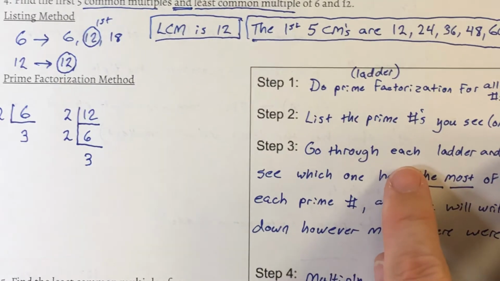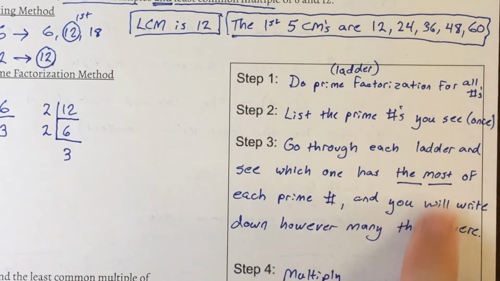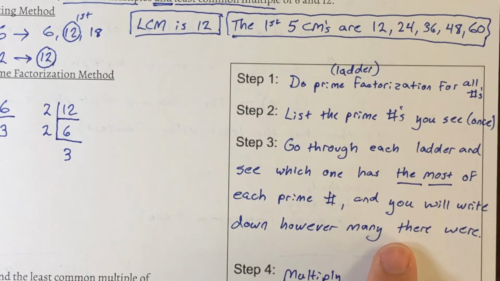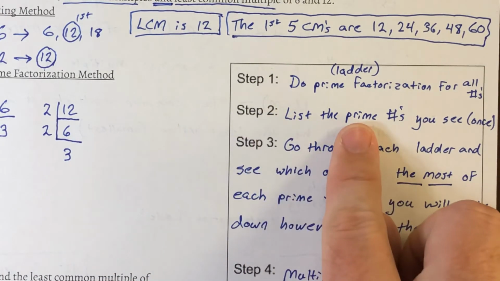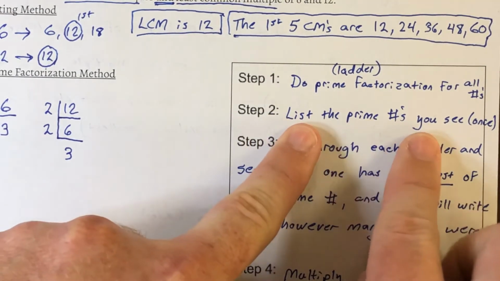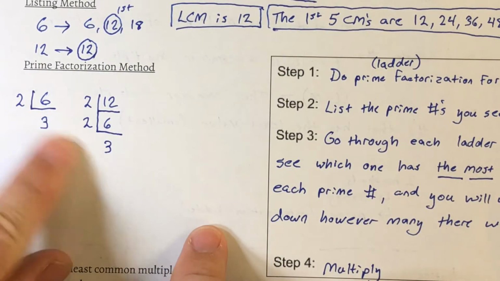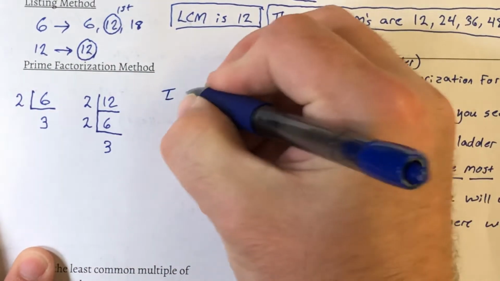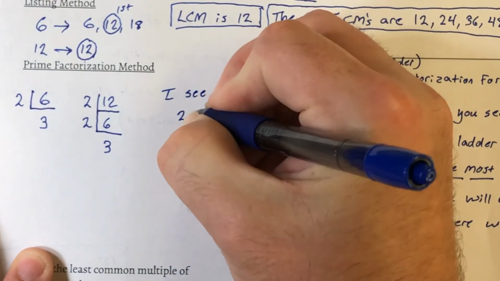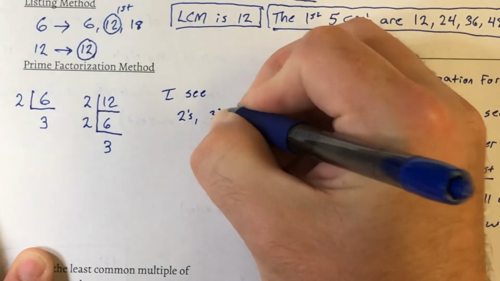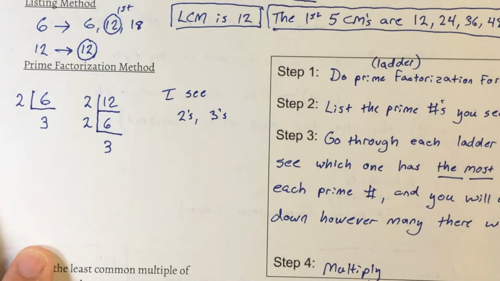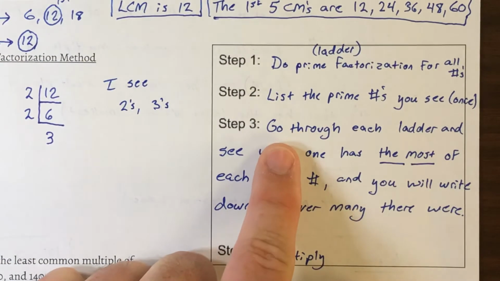All right, third step. I know it looks like a lot, but it's actually pretty easy. Actually, sorry, we're on step 2. Let's not get carried away now. List the prime numbers we see just once. So what prime numbers do I see? I see lots of 2s, lots of 3s. So I see 2s and I see 3s. Okay, pretty simple.